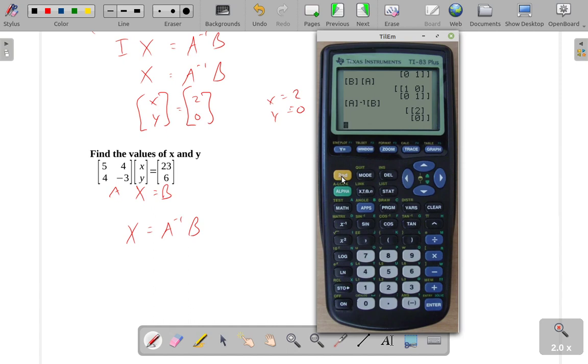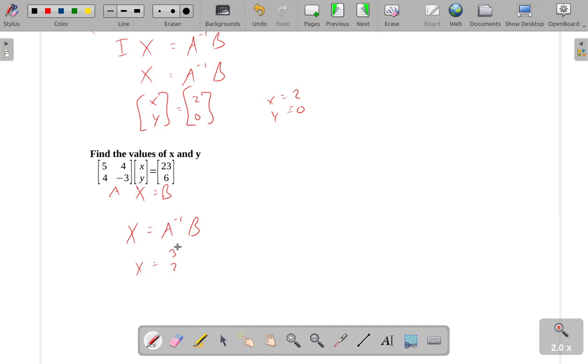And matrix B looks like this, 23, 6. I've already typed in A inverse B, so I could just press enter to have it reevaluate that, or I could do second and then enter to have it pop up again and then reevaluate it. In either of those cases, you can see I get 3, 2. So X is equal to 3, 2. Remember, this was the matrix little x, little y. So that means little x is 3, little y is 2.